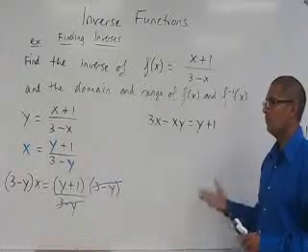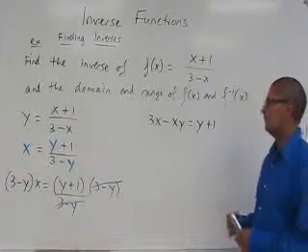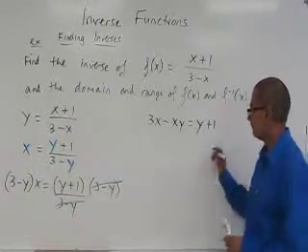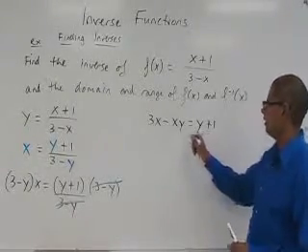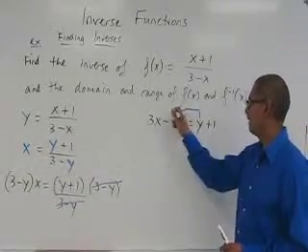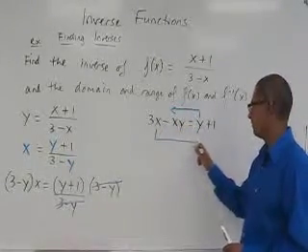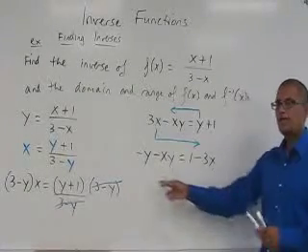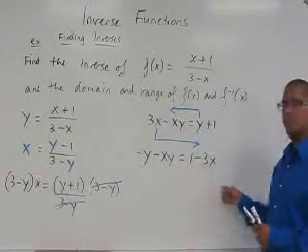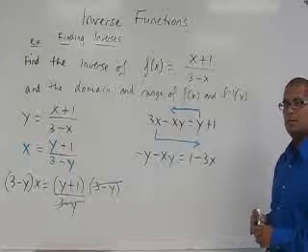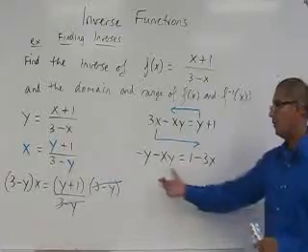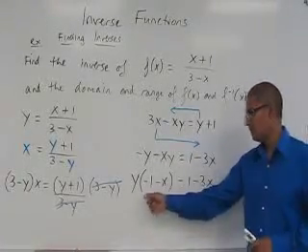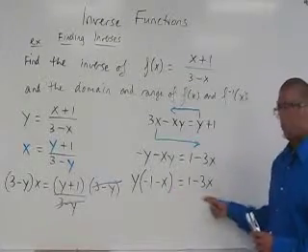And what are we solving for now? We're solving for y, remember? So we should group the y's together. In other words, I'm going to move this y over here and move this x onto this side. So if we do that, what do we get? Well, we get negative y, negative xy equals 1 minus 3x. And then we have all the y's together, so I'm going to factor out a y. So if we factor out a y, we get y times negative 1 minus x equals 1 minus 3x.